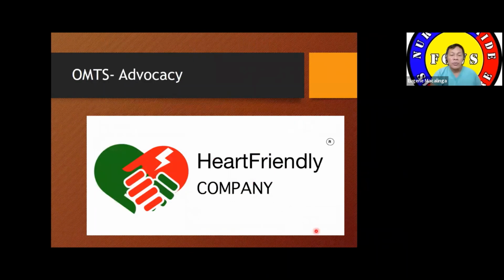Okay, for those who want to be aware of the different advocacy in terms of decreasing the risk factors and increasing good lifestyle, exercise and diet, you can find this on social media. Heart Friendly, you can follow this, and it tells you some tips and suggestions on how we can prevent heart diseases. So again, this is the Heart Friendly organization.